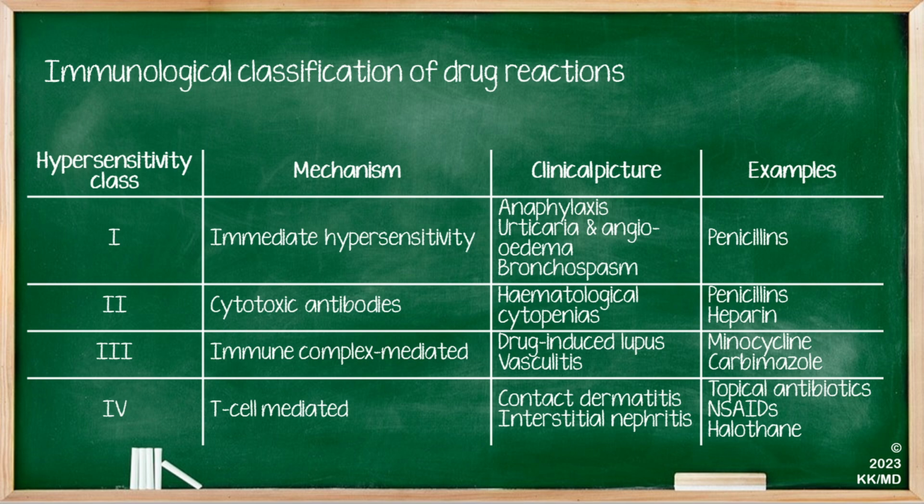And finally, type 4 is T-cell mediated. This causes a contact dermatitis and can cause an interstitial nephritis. Classical examples of these include topical antibiotics, nonsteroidal anti-inflammatory drugs, and halothane.